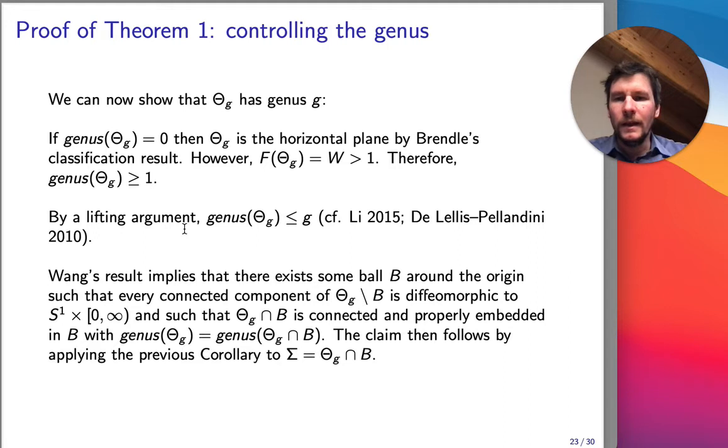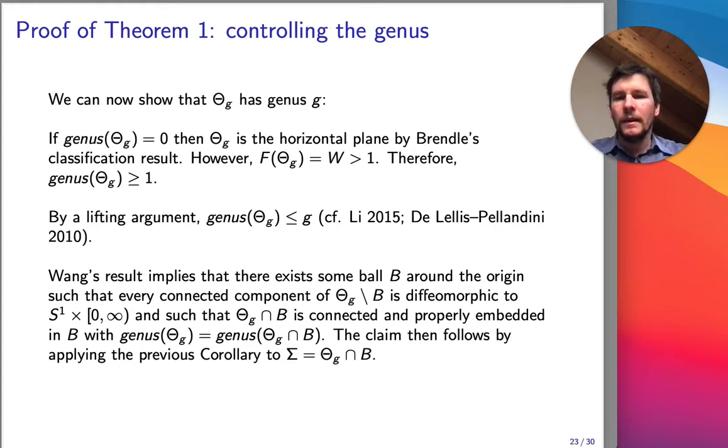Okay? And then by a general lifting argument that always works, so that uses ideas of Simon's lifting lemma, the genus can actually go down, but it cannot go up. So the genus of our self-shrinker in the limit is bounded by the genus of the approximating sequence, which is always G for every element in this approximating sequence, in this min-max sequence. Okay, so that's a result that can be found, for example, in works of Lee or Delellis Pelandrini.